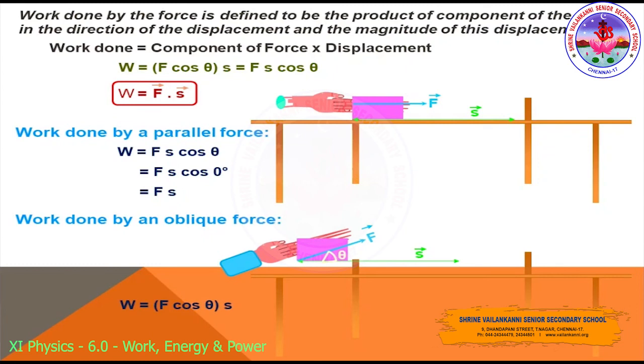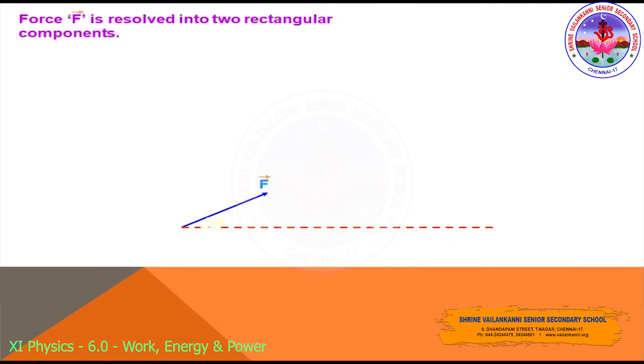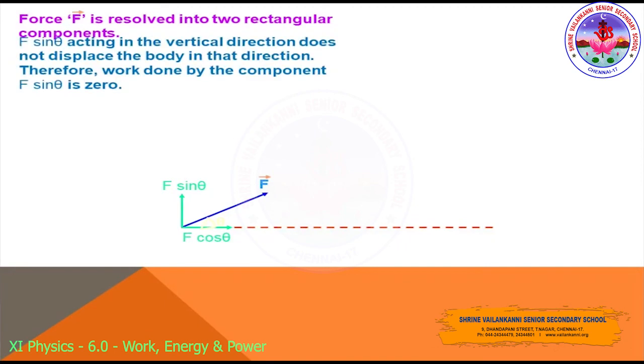So F cos theta into S we have taken. So Fs cos theta. Got it. So W which is equal to F dot S. And also we'll see how it is resolved with the help of two components, that is the x-axis and the y-axis, both we have taken. So the vertical and the horizontal both we have taken, F sin theta and F cos theta.